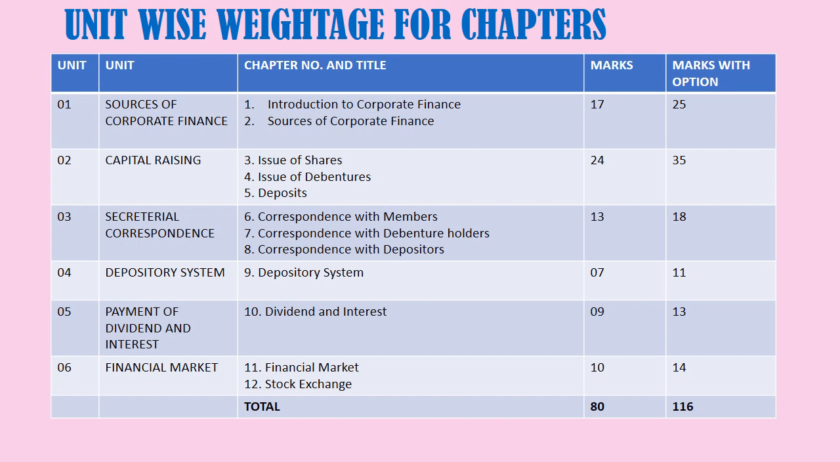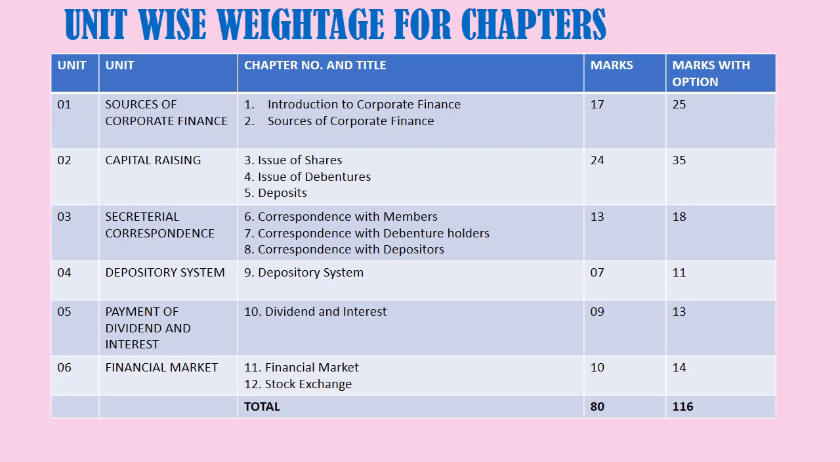It can be explain the terms and an objective or 3 objectives, depends. So please pay attention to the letters part in these 3 chapters. You can also do 2 chapters very nicely. Then, unit number 4, that is the depository system. For this chapter, 7 marks are allotted, and with option you have 11 marks.